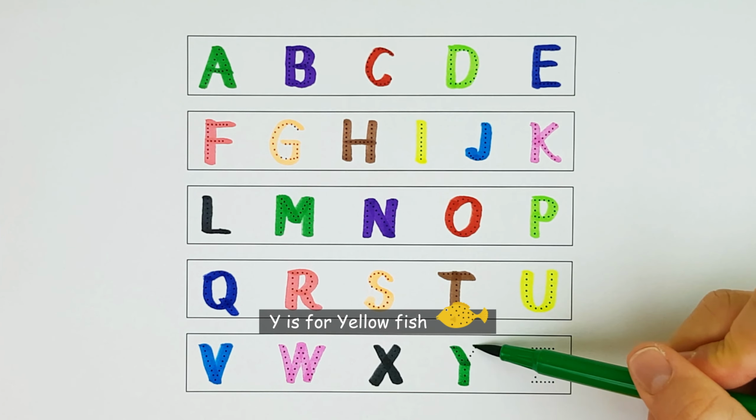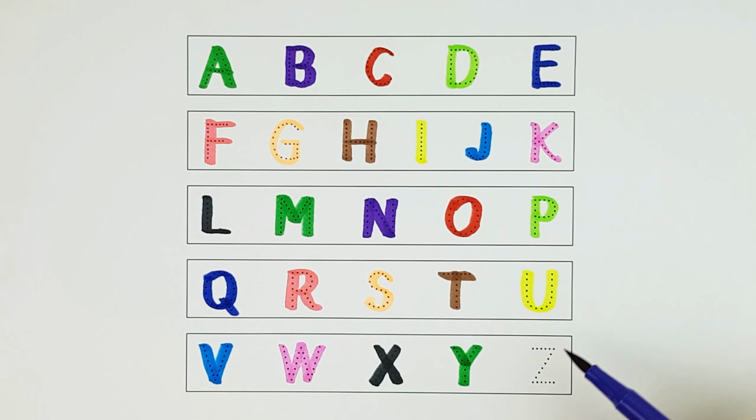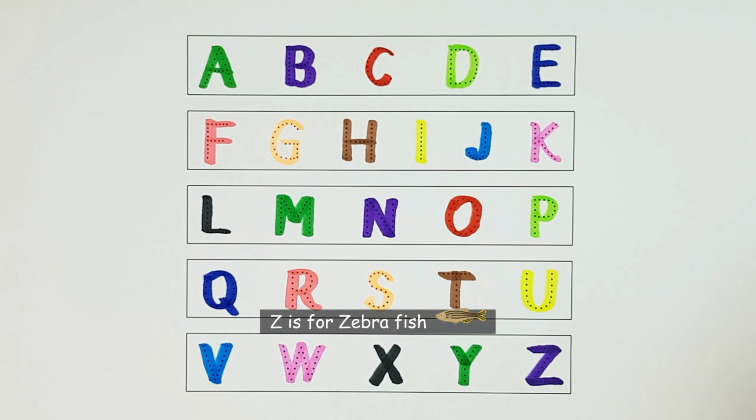Y. Y is for yellow fish. Z. Z is for zebra fish.